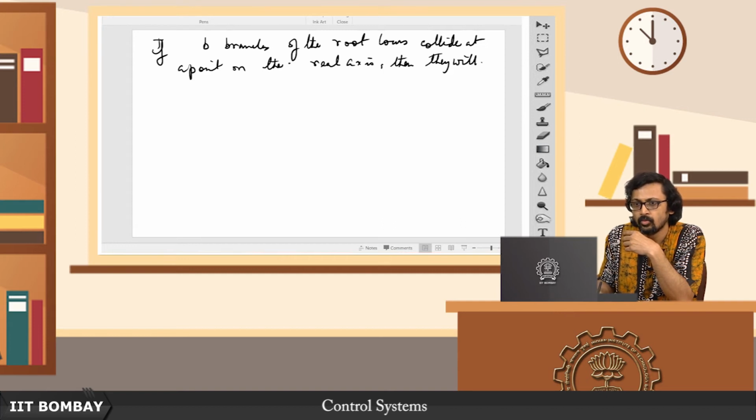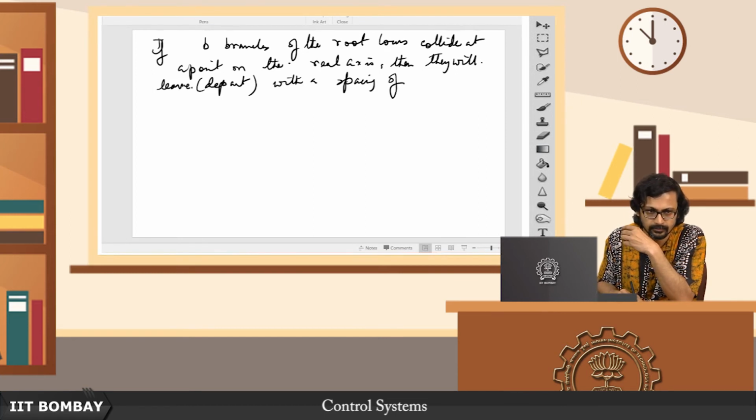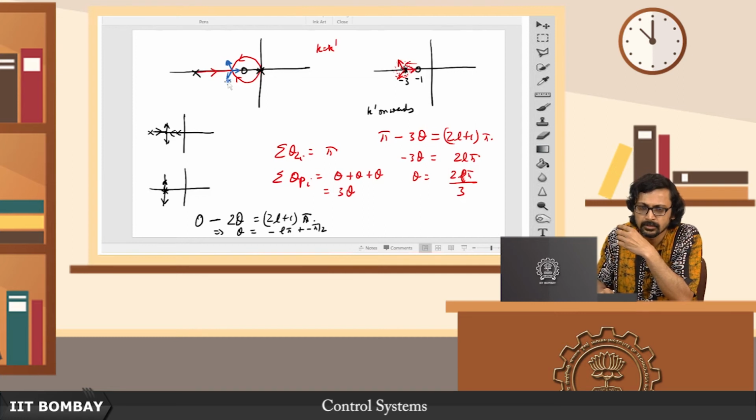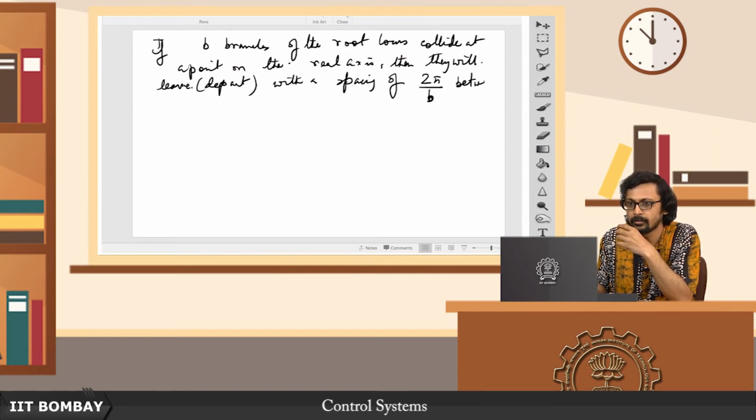they will leave or depart with a spacing of, you see the symmetry will do the rest of the job for me. So what is the spacing between them? Now notice, if this is 2 pi, this is 2 pi by b. So this is going to be basically 2 pi by b between them.